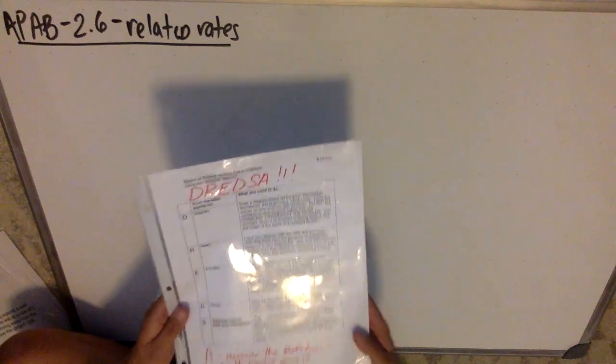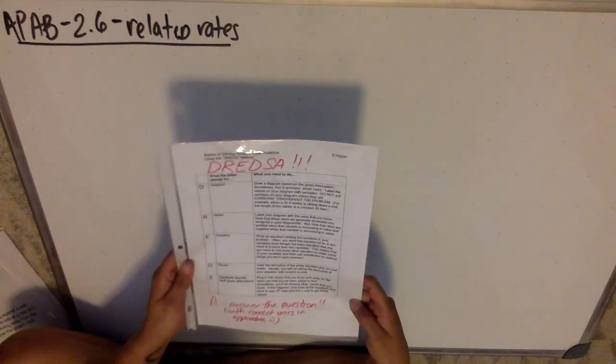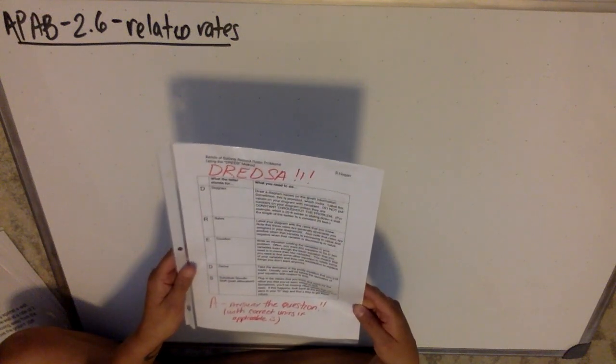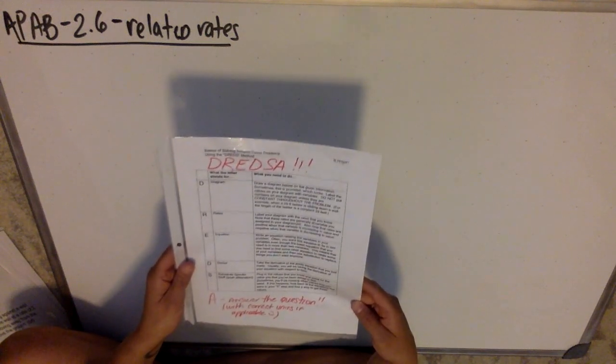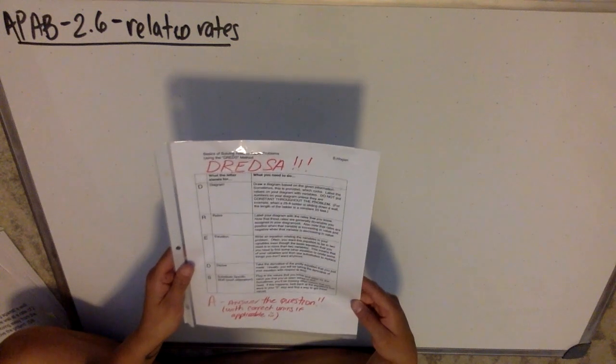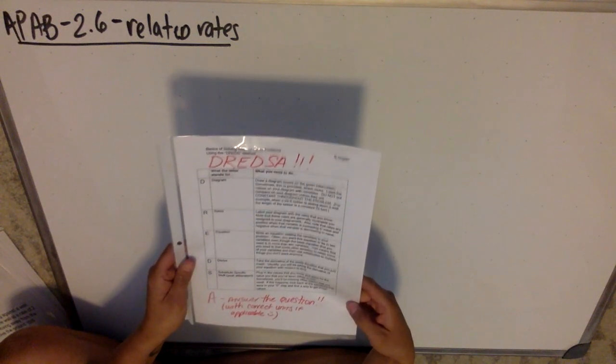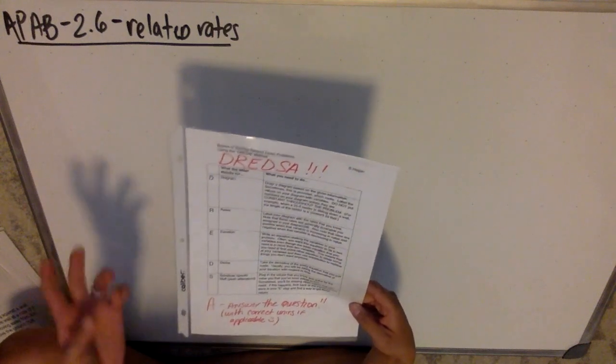And again, if you can't read it, don't panic. You're going to have a copy of this. I'll probably see if I can even just link one to the video. So what does each letter stand for? The first D in DREADSA is diagram. And the D and the R in DREADSA really go together, so the D and the R are kind of one step.